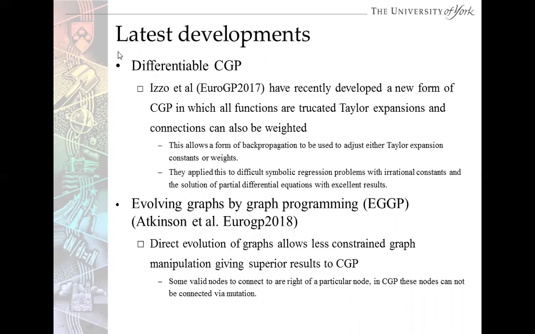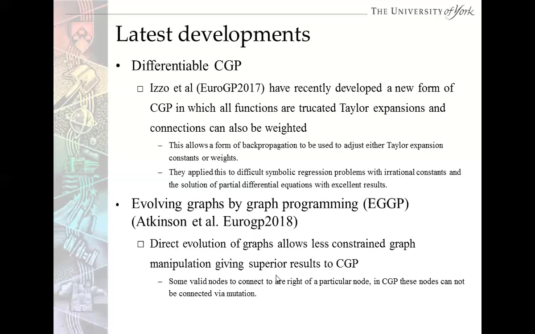CGP doesn't stand still. There are many people working on CGP all over the world, developing slightly different versions. Dario Izzo and his colleagues developed a form of CGP which they call differentiable CGP, in which all the functions are truncated Taylor expansions, and connections can also be weighted. Through this, they were able to allow a form of backpropagation to adjust Taylor expansion constants or weights. They applied this to very difficult symbolic regression problems with irrational constants like pi and e, and the solution of partial differential equations with excellent results.